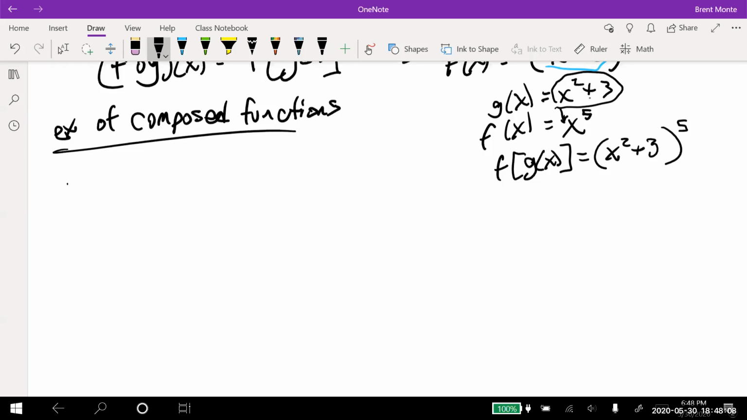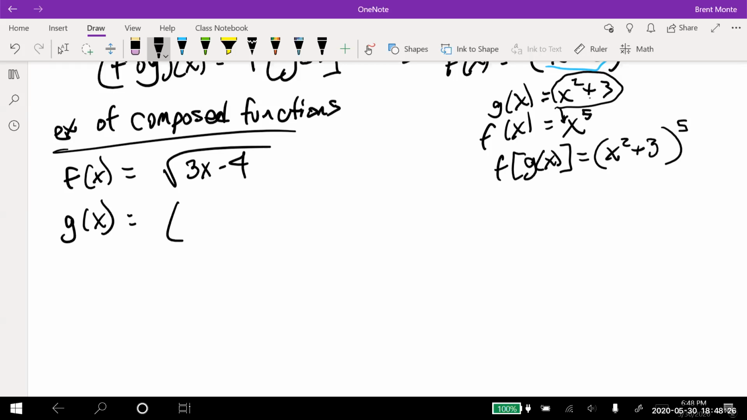So let's see, we may have, let's say f of x. We may have the square root of 3x minus 4. That's a composed function because it's not just the square root of x, it's the square root of a whole function, the 3x minus 4. Or maybe g of x is something like we just did. We could say 5x squared plus x minus 1 all raised to the 7th power. So instead of just x to the 7th as the parent function, we have another function, that 5x squared plus x minus 1 inside there.